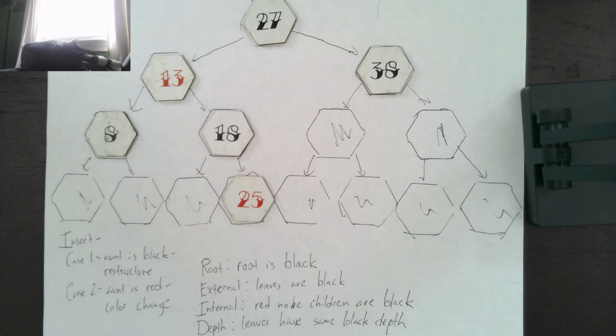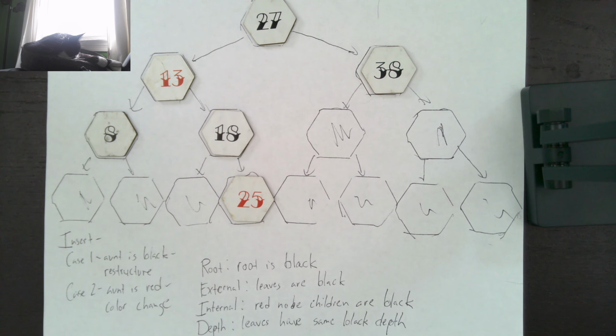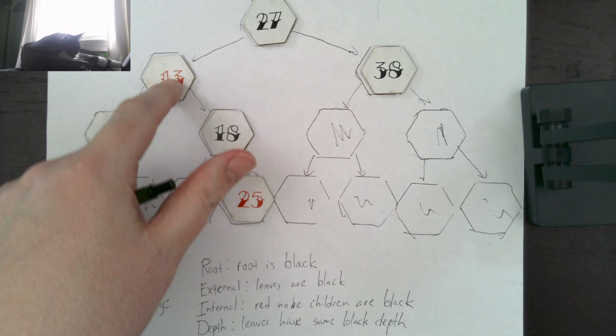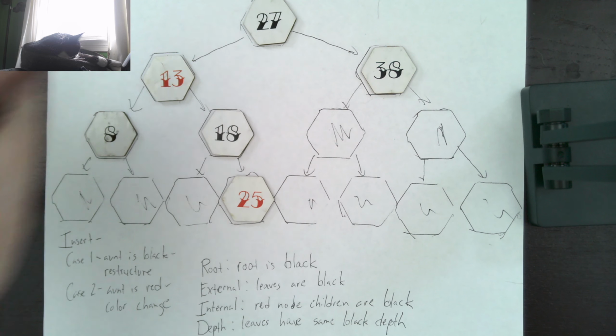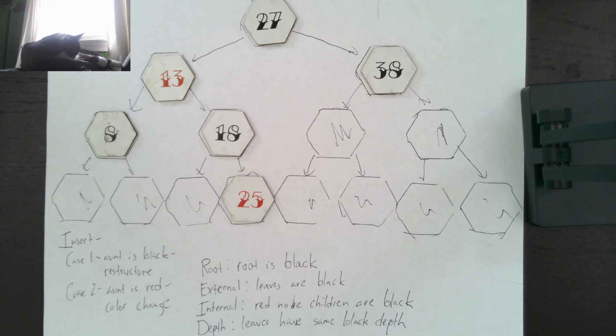Fun. So now I want to ask you another question. Is this a legal AVL tree? We say it's a legal red-black tree. It is. Is it a legal AVL tree? No, it's not. This has a height of 1, this has a height of 3. This would require further rebalancing, right? We would have to rotate 18 left and then 18 up to be the new root if it were an AVL tree.